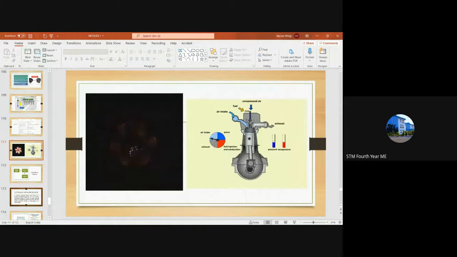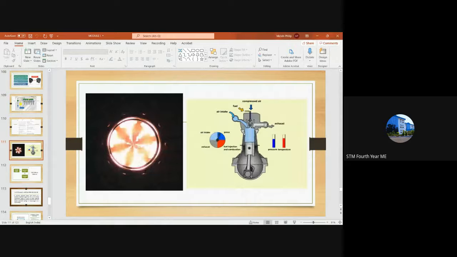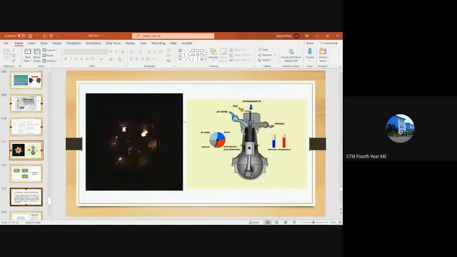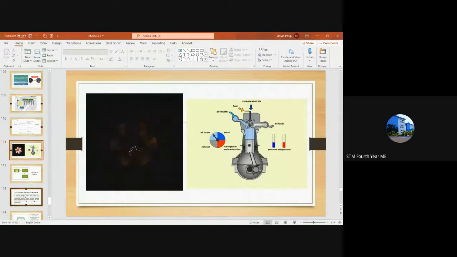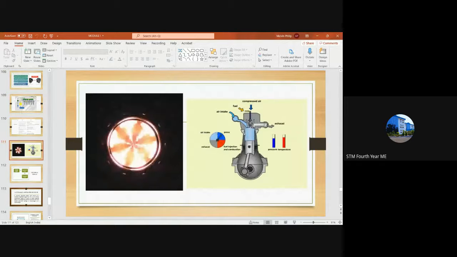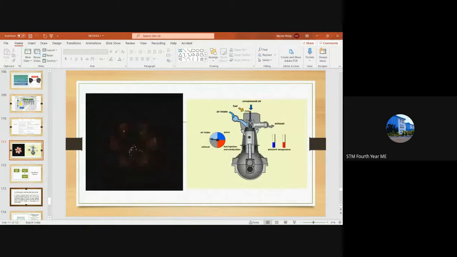You can also see a slight swirl inside. That is a swirl. There is a mixing of the fuel and the air inside the combustion chamber. So it is rotating in such a manner. You can see a small rotation of the fuel. That is because of the swirling air during intake. So the air intake is provided in such a way that swirl occurs inside the cylinder.